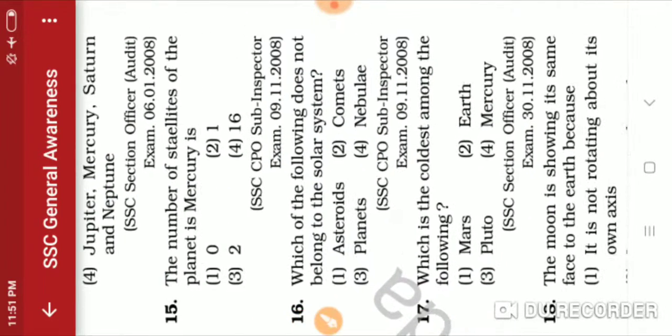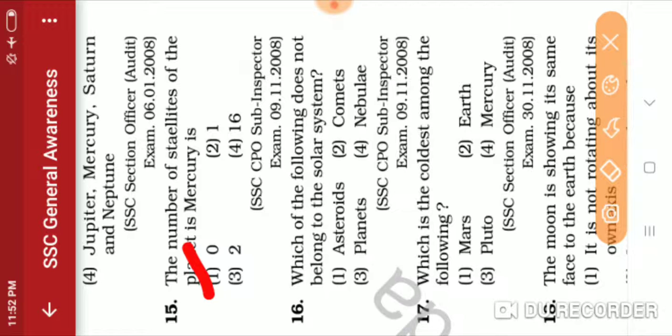Next question. The number of satellite of the planet Mercury is. So Mercury is having 0 satellite. Mercury and Venus are having 0 satellite. Which of the following does not belong to the solar system? So asteroid belongs to solar system. Planet belongs. Comets belong to solar system. Comets belong, yes. Nebula doesn't belong because when the star dies, then it becomes nebula. So nebula doesn't belong because it's not in our solar system.